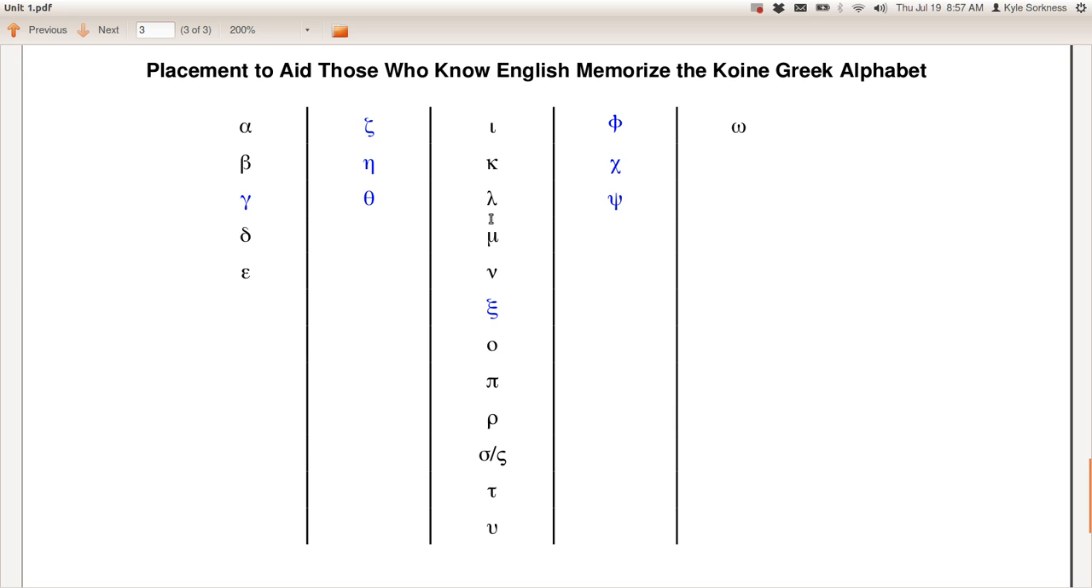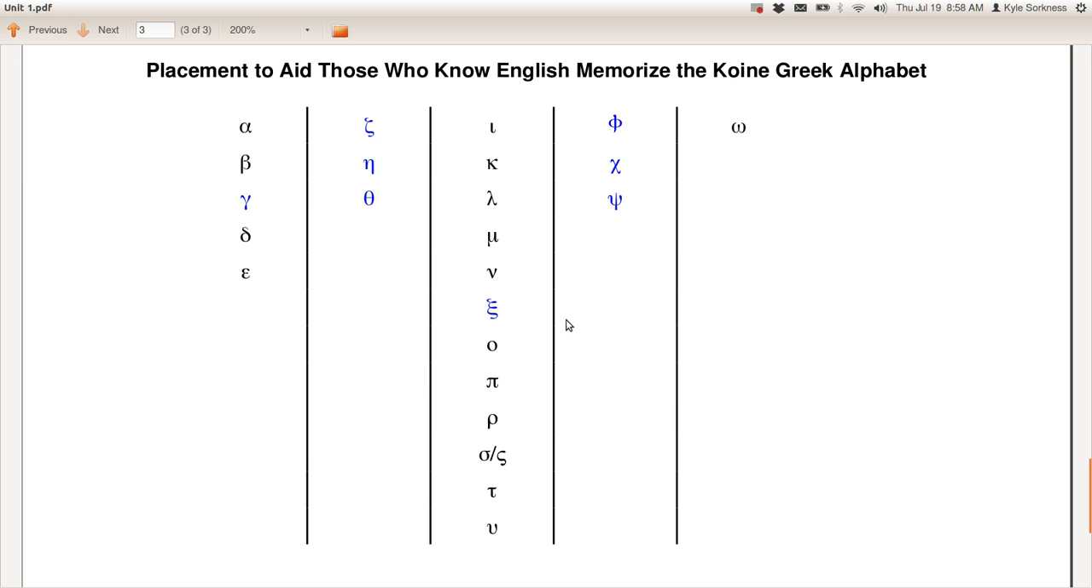So let's just run over these one more time quickly. Alpha, beta, gamma, delta, epsilon, zeta, eta, theta, iota, kappa, lambda, mu, nu, xi, omicron, p, rho, sigma, tau, epsilon, phi, chi, psi, omega. So before class, before session 2, I would invite you to just run over these as many times as it takes until you have them down and memorized.